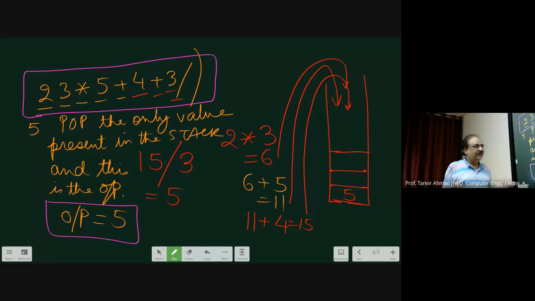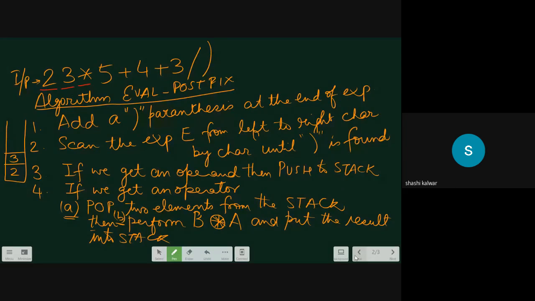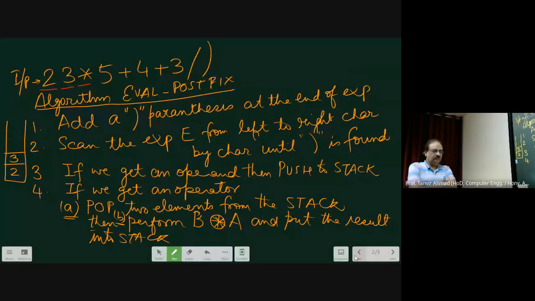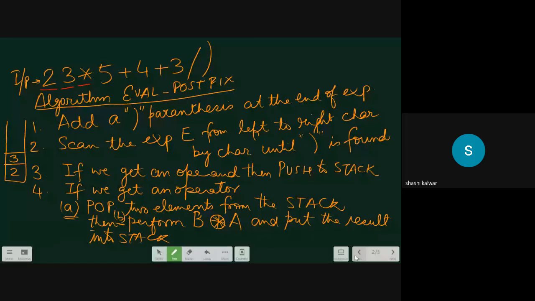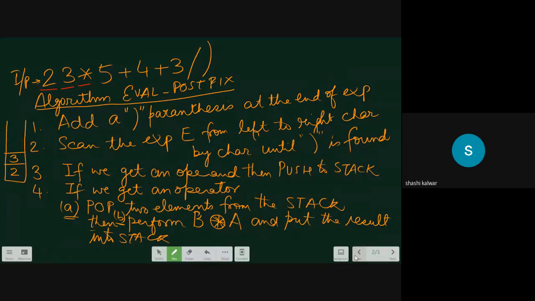Is this clear? That this algorithm, how it works? I'll just explain to you once again. It's a very simple algorithm. Sir, in the algorithm, you say that when we encounter the right parenthesis, then we remove the value from the stack and give it as output. Correct. After encountering the right parenthesis, we pop the value from the stack and give it as output.